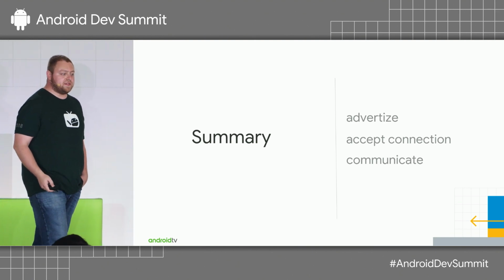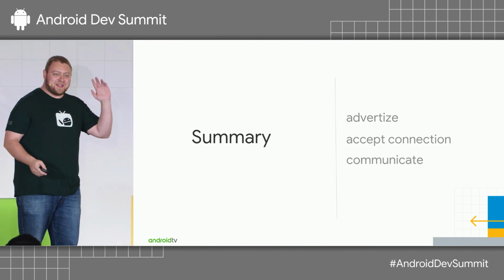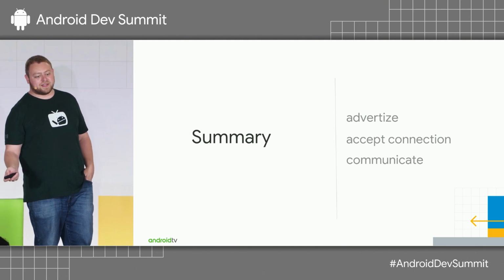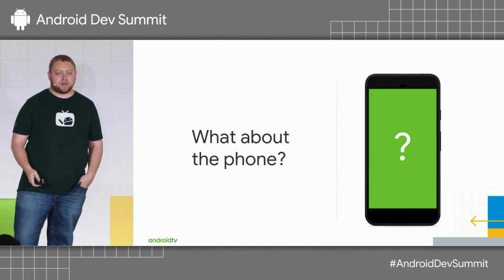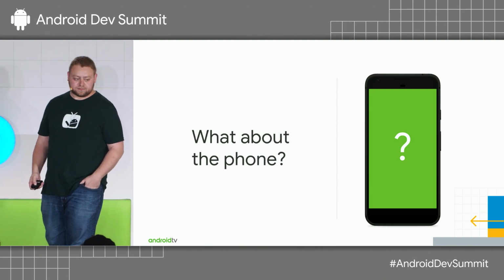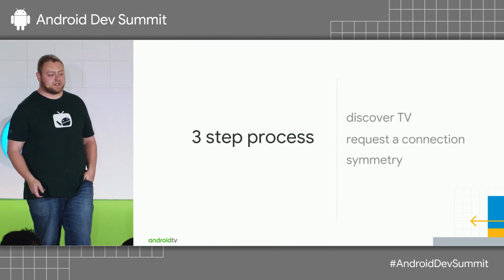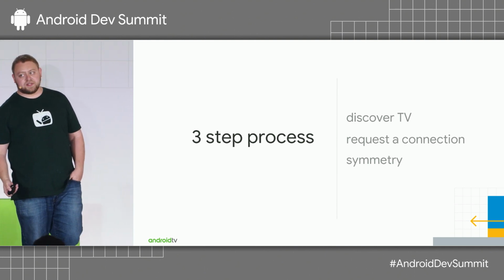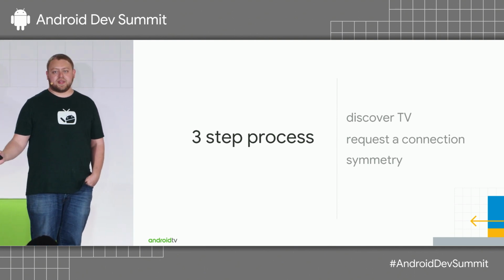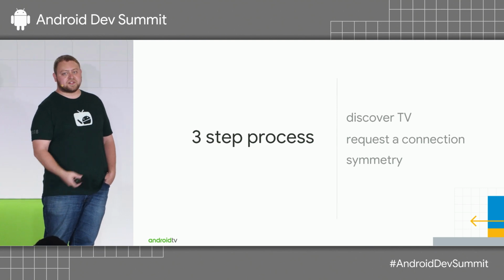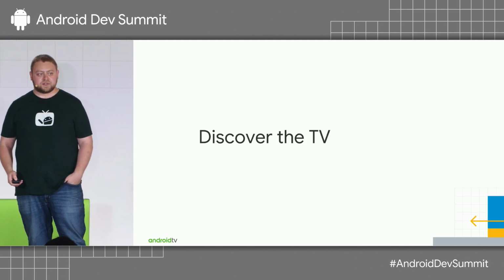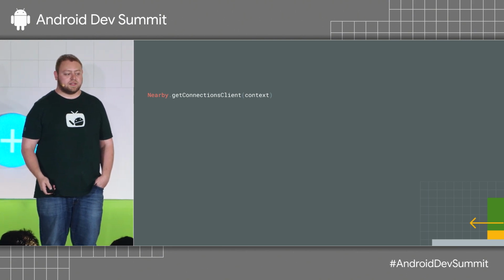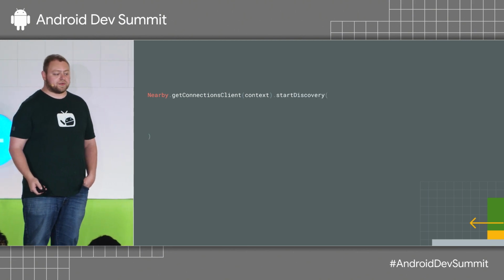So to summarize the TV side, you're going to advertise, hey, I'm a TV. You're going to accept the connection, and then you're going to communicate. But on the phone, what happens on the phone side? It's going to look very similar. You're going to discover the TV this time. You're going to request the connection, and then everything after that is going to look like the slides I just showed you. So to discover the TV, you have the nearby connection client again. This time you call start discovery.